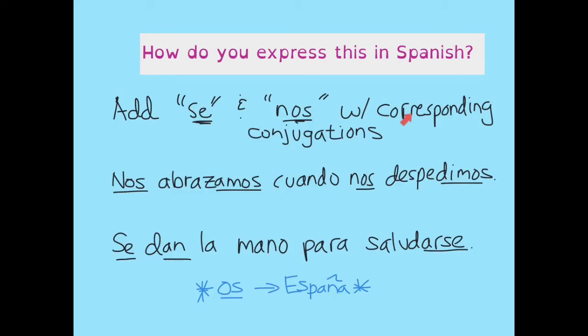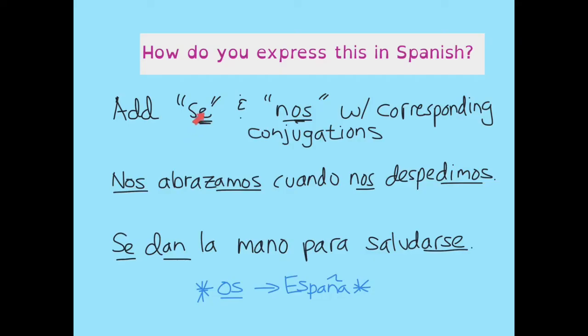By corresponding conjugations, what I mean is you'll notice that nos matches with the nosotros conjugation. It's almost like a reflexive verb. But here the nos is not reflexive. We're not all standing there hugging ourselves. It means we're hugging each other. Nos abrazamos. We hug each other.